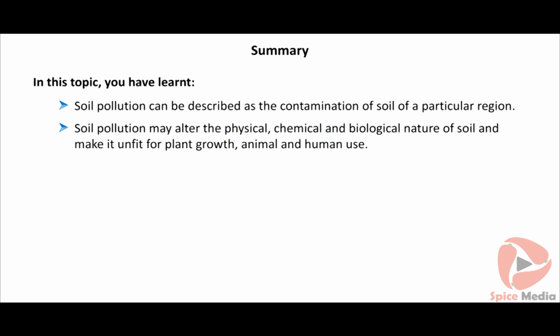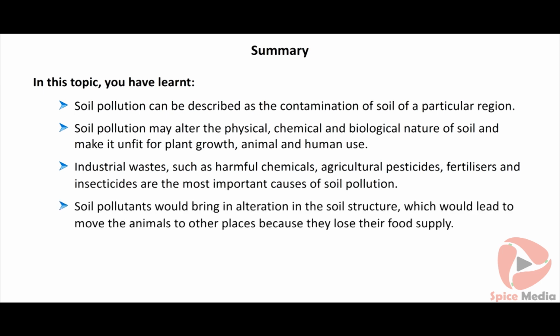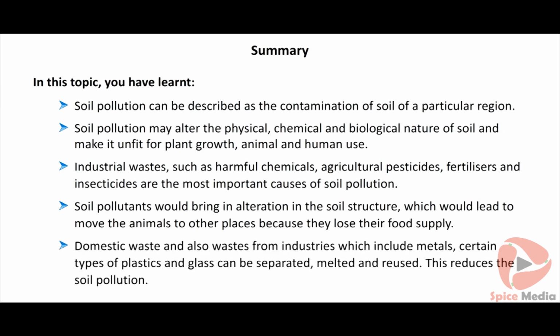and human use. Industrial wastes, such as harmful chemicals, agricultural pesticides, fertilizers, and insecticides, are the most important causes of soil pollution. Soil pollutants would bring in alteration in the soil structure, which would lead to move the animals to other places because they lose their food supply. Domestic waste and also wastes from industries which include metals, certain types of plastics, and glass can be separated, melted, and reused. This reduces the soil pollution.